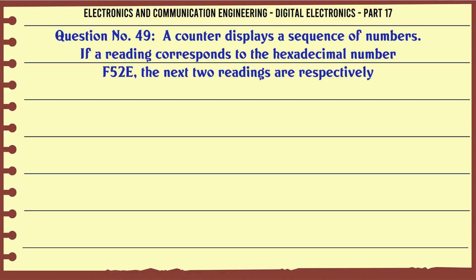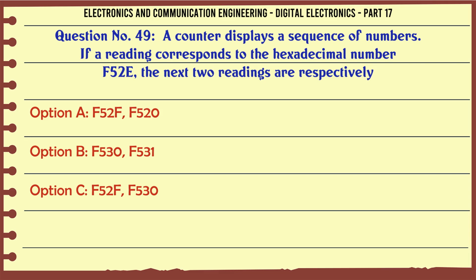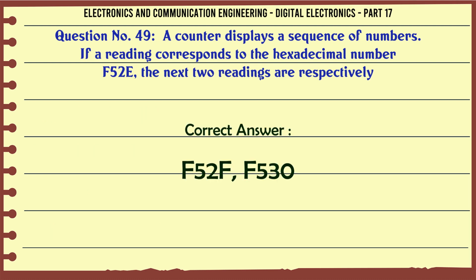A counter displays a sequence of numbers. If a reading corresponds to the hexadecimal number F52E, the next two readings are respectively A. F52F, F520, B. F530, F531, C. F52F, F530, D. F52F, 52G. The correct answer is F52F, F530.